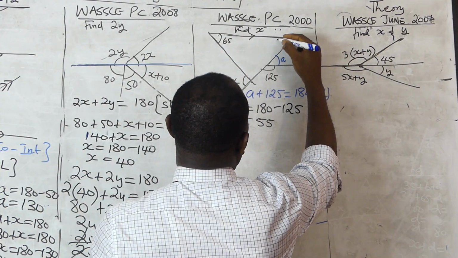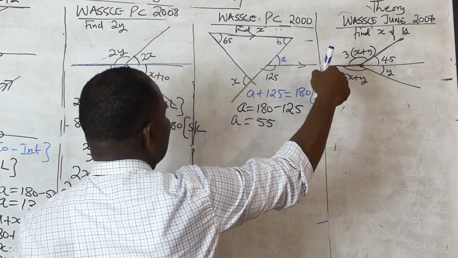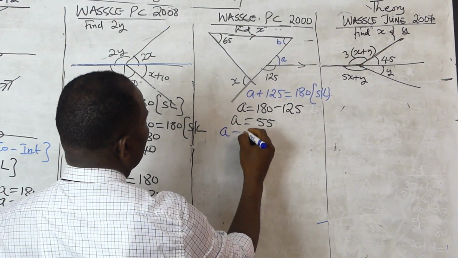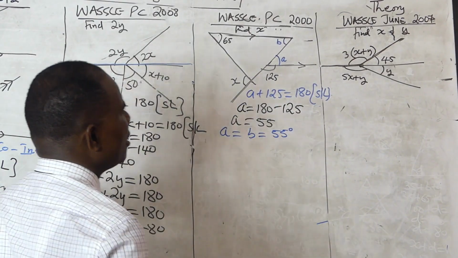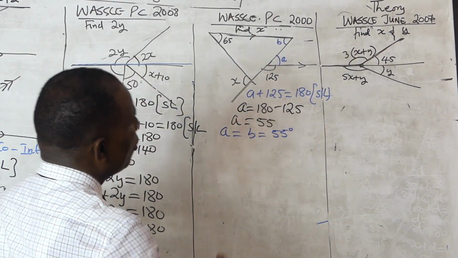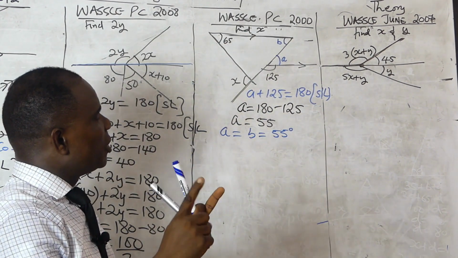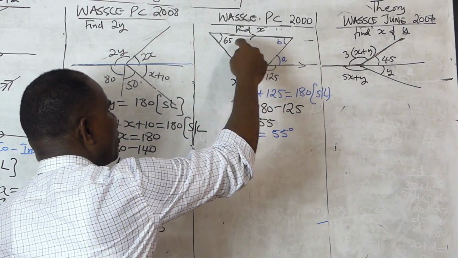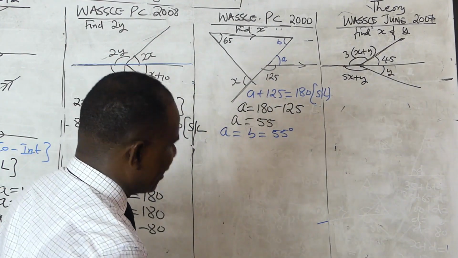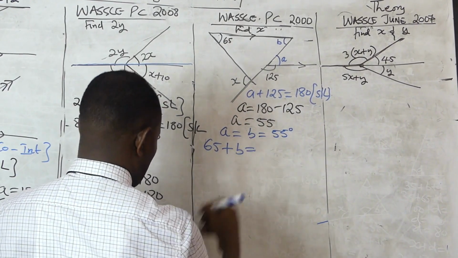Now there's a connection between A and B somewhere here. I can put B somewhere here because there's a Z angle there, an alternate angle. So A must be equal to B, which is also equal to 55. So B is 55. Now you can bring in the concept of two opposite interior angles in a triangle equal to the exterior angle. So B plus 65 must give me X.